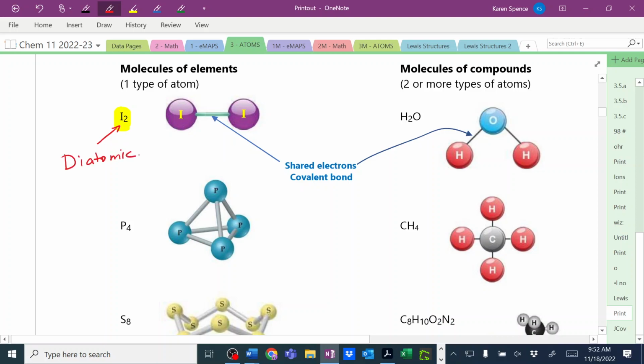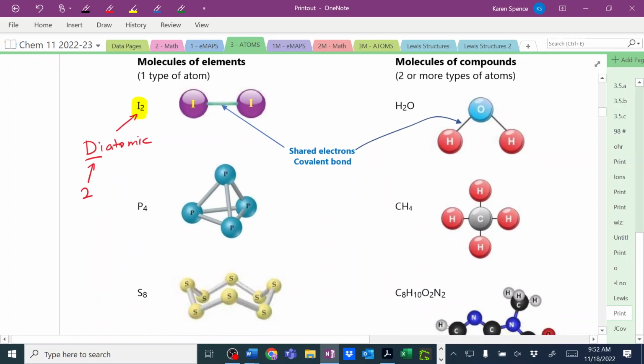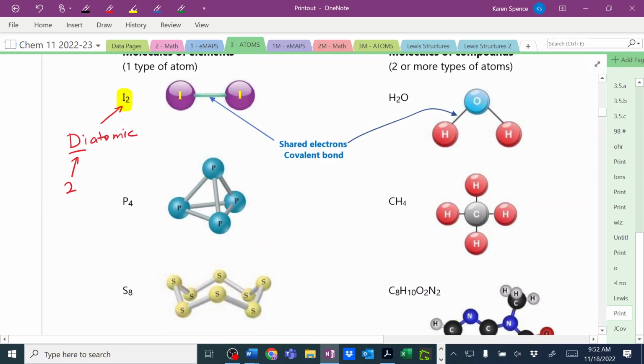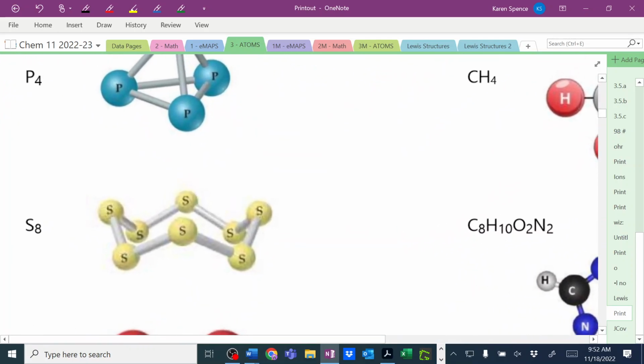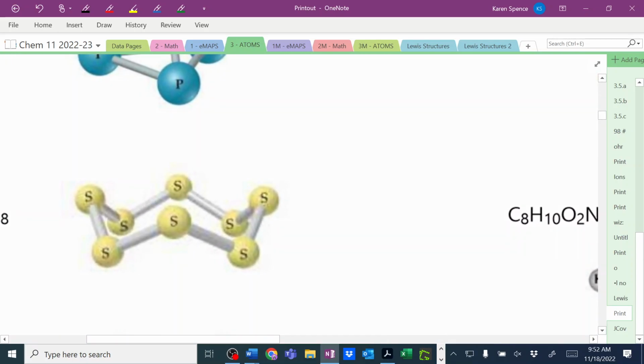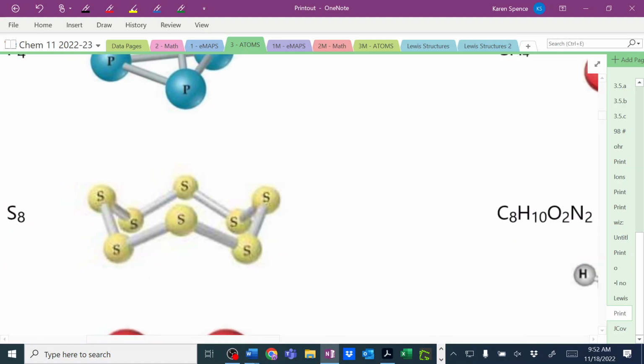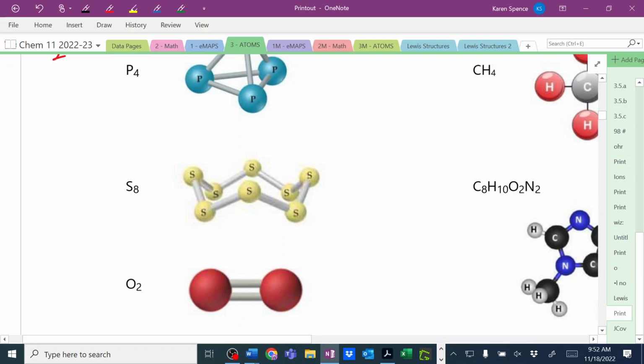What does di stand for? 2. Phosphorus has a tendency to form P4, which is like this little pyramid structure, which is kind of cool. You don't see things like that very often. Sulfur tends to form an 8-atom ring that looks a bit like a crown. Usually sulfur is represented as yellow, so it even looks like a gold crown.